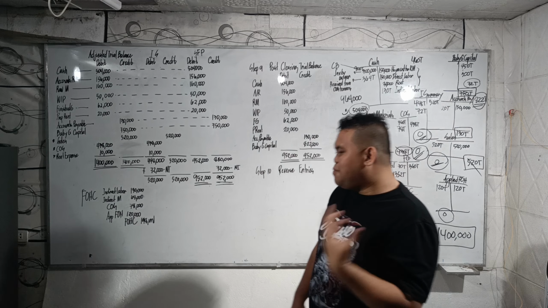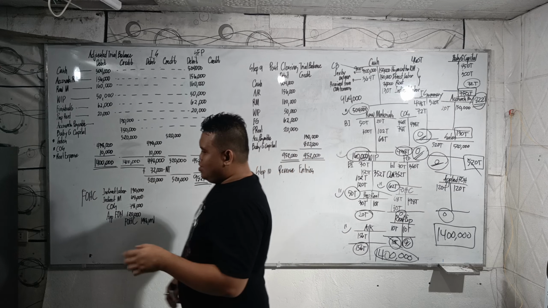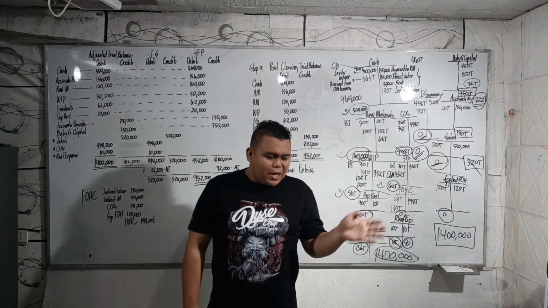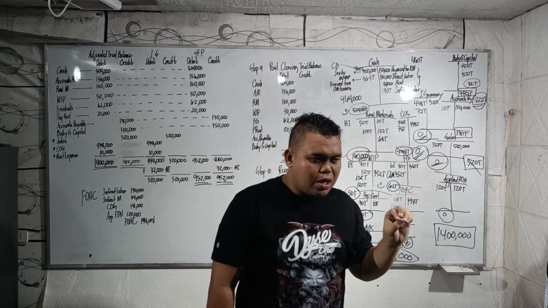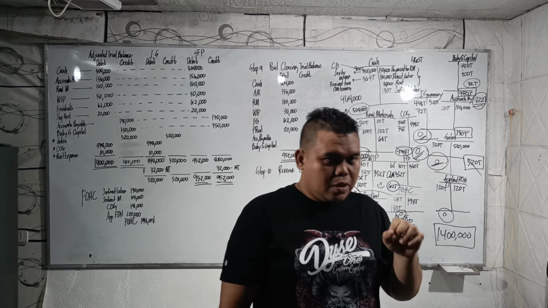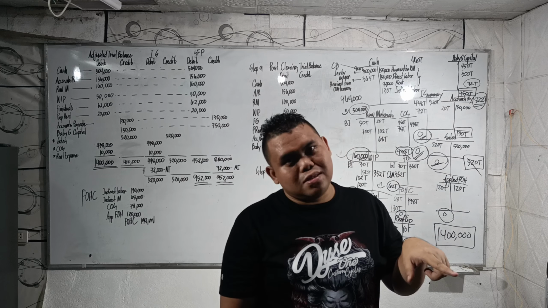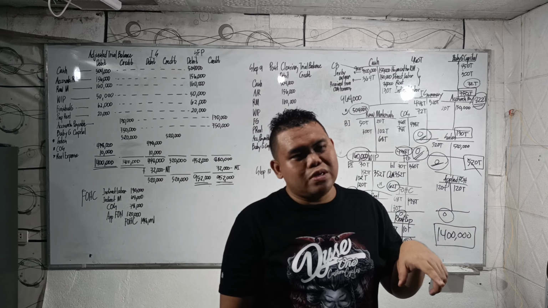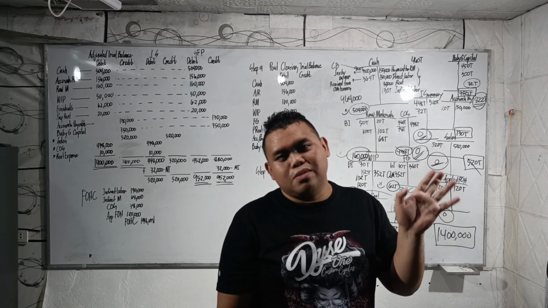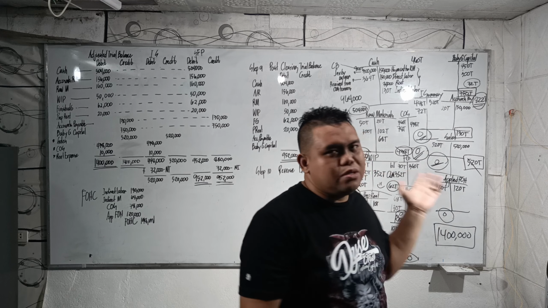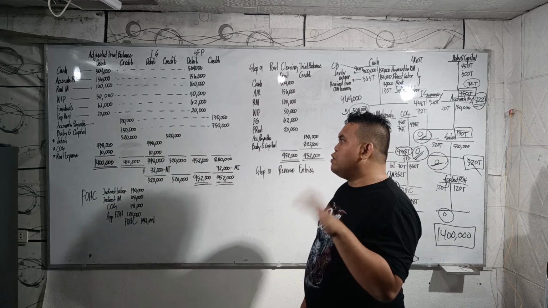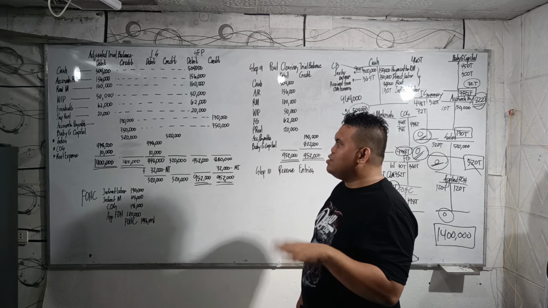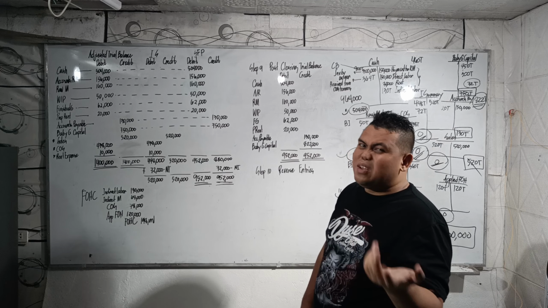And in this particular problem, again, we don't have any reversing entry because our adjusting entries, we don't have any accrued expenses. If you can remember, accrued expenses are expenses incurred but not yet paid. We don't have any in this problem. We don't have any accrued revenues in the adjustment.